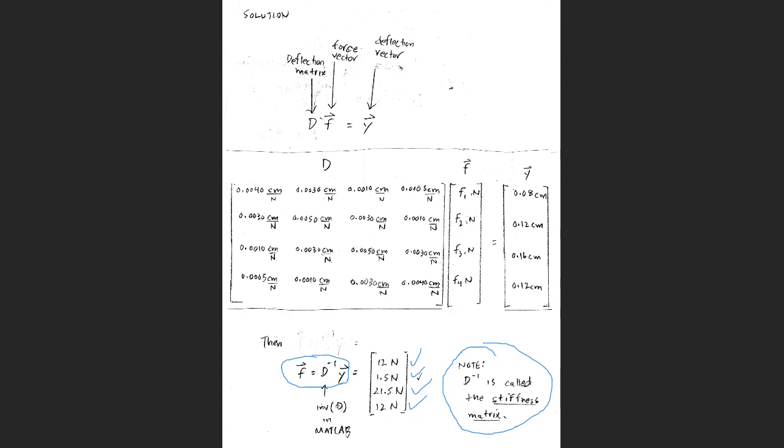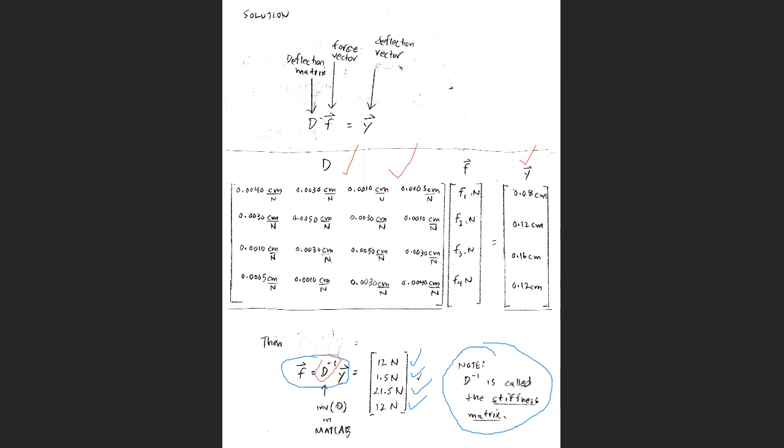And how do you get the inverse in MATLAB? There's a command called INV. So in MATLAB, all you have to do is type the matrix D in, type the vector Y in, and go D inverse times Y. But how do you get this inverse matrix in MATLAB? You wouldn't want to work this out by hand.